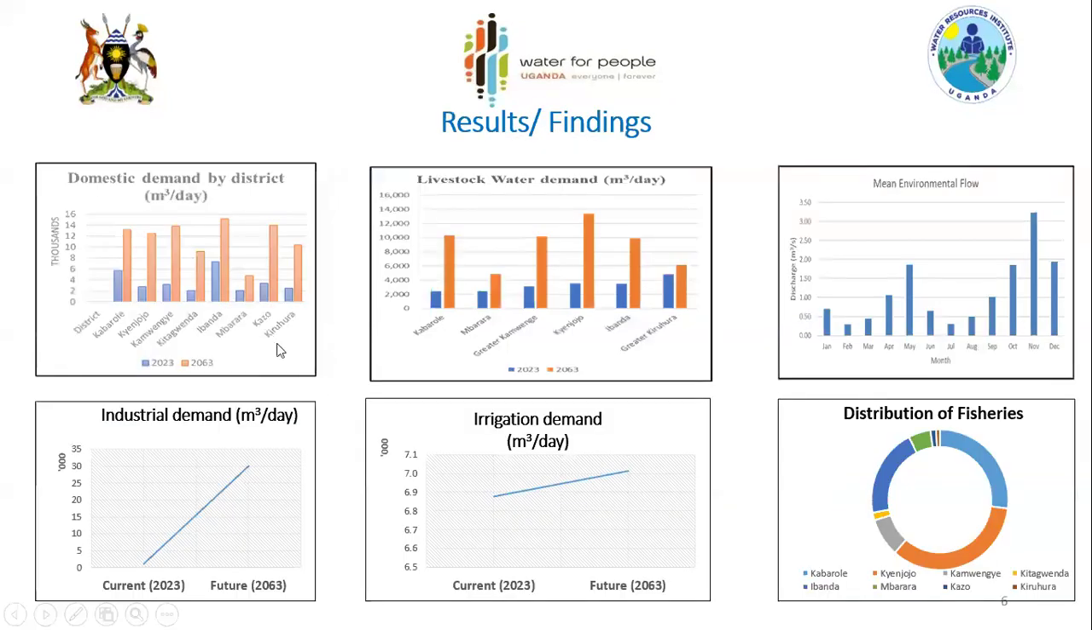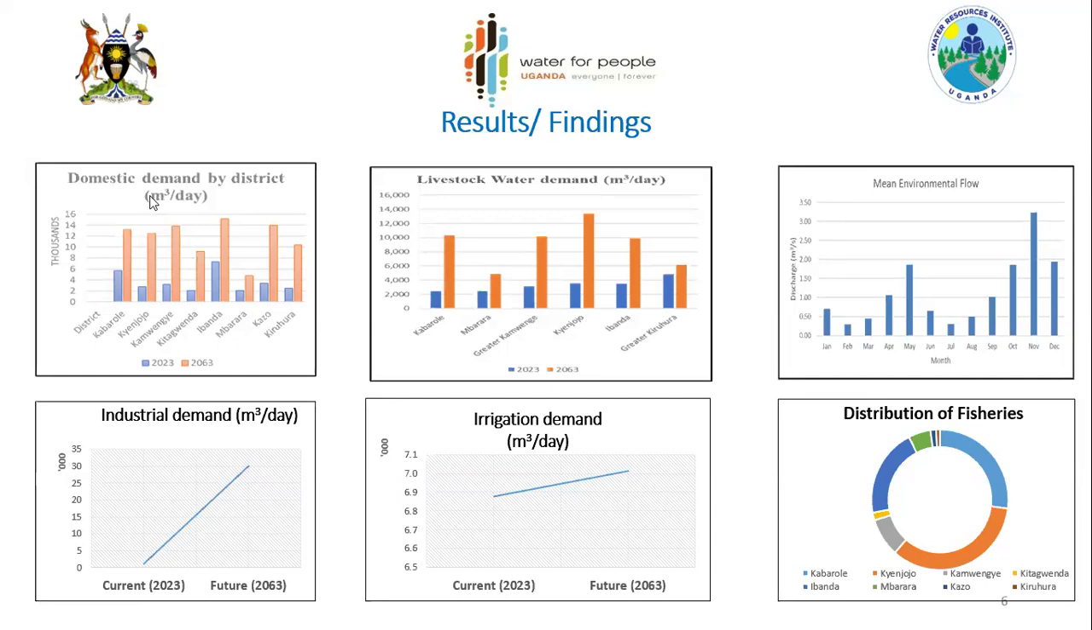And from the analysis, or from the data we obtained, we're able to come out with good information, which can be summarized on these plotted graphs. The first is domestic demand on the extreme left, top left. And we are able to see on this graph that Uganda district portrayed the highest domestic demand in the current year, which is about 7,000 cubic meters per day.